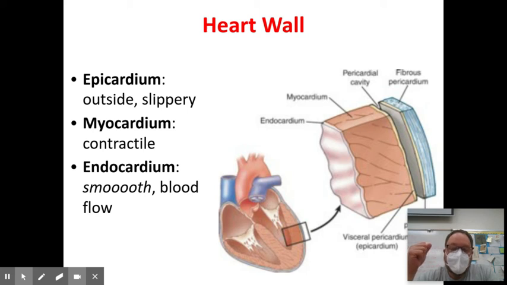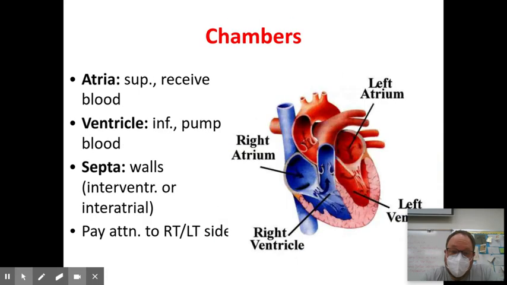And then the endocardium. Endo means within or inside. The endocardium is incredibly smooth. When you open things up, it is a very slick, smooth interior layer of the heart. In that way, you make sure that blood flow is smooth. You don't get swirling in the blood, which can lead to clots. So again, smooth flow of blood through the heart.